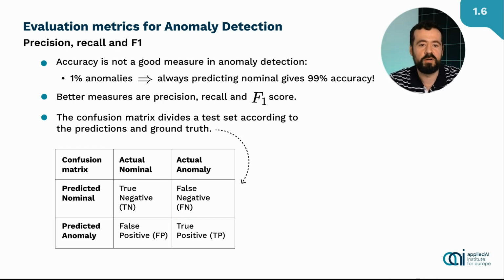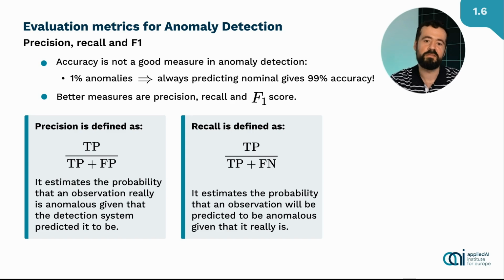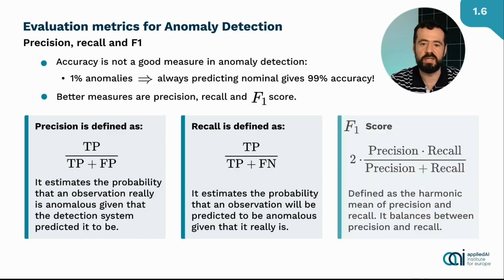The measures that we've talked about earlier all use these numbers and combine them in different ways to highlight different aspects of the system. So first of all, the precision is defined as the true positives divided by the sum of true positives and false positives, which estimates the probability that an observation is anomalous given that the system predicted it to be. On the other hand, we have the recall, which is defined as the true positives divided by the sum of true positives and false negatives, which estimates the probability that an observation will be detected as anomalous given that it really is.